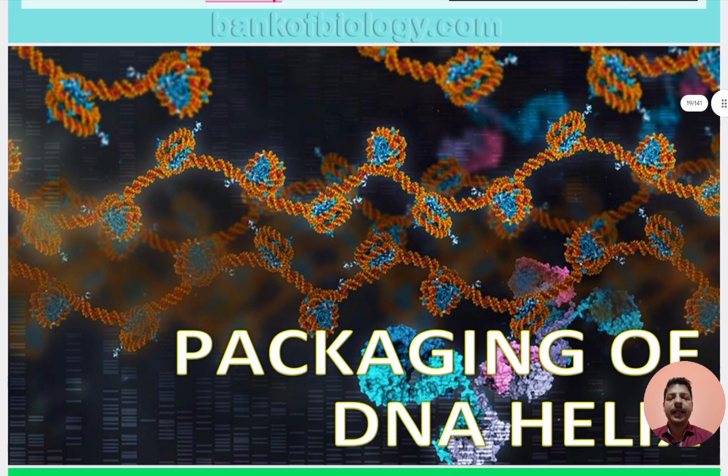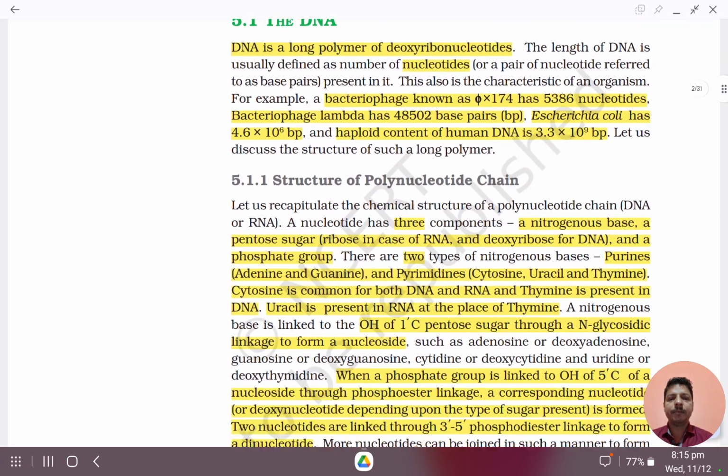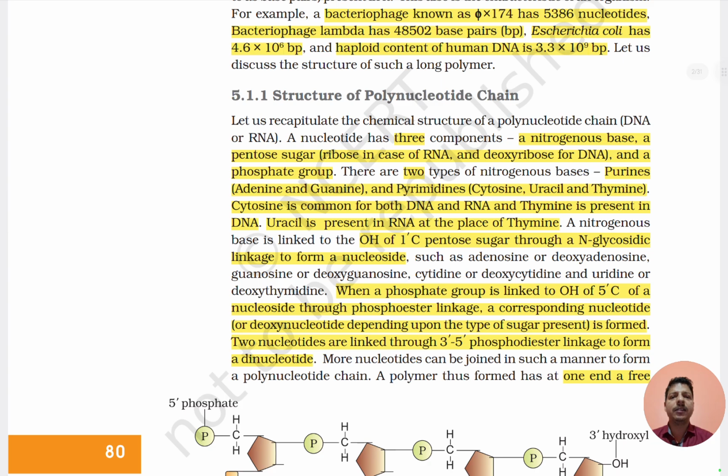Next is packaging of DNA helix. Let's see what the NCERT says. Again, the same points are given. Structure of polynucleotide chain: there are three components. A nucleotide has three components: nitrogenous base, pentose sugar, ribose in case of RNA and deoxyribose in DNA, and a phosphate group. There are two types of nitrogenous bases: purines and pyrimidines.